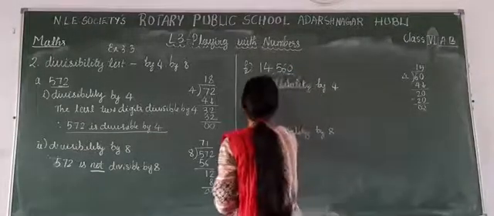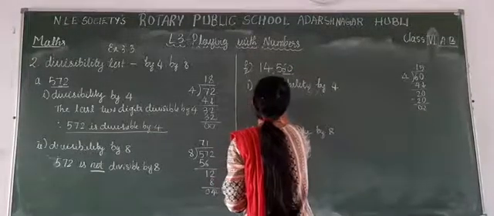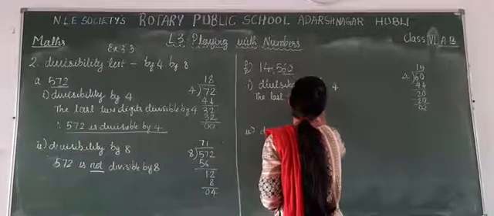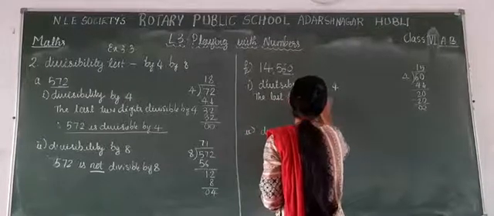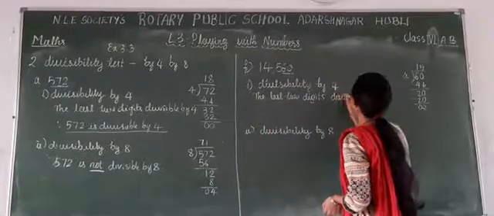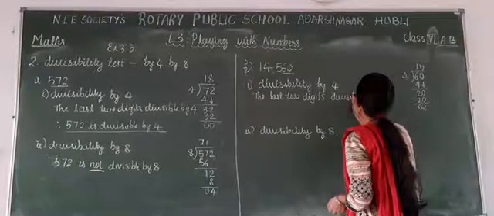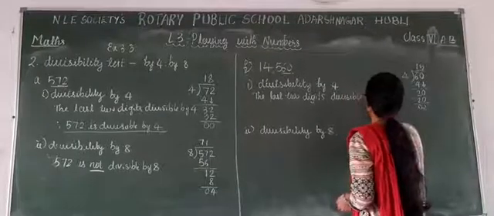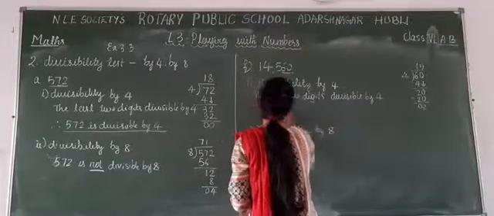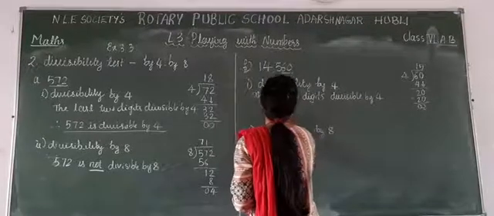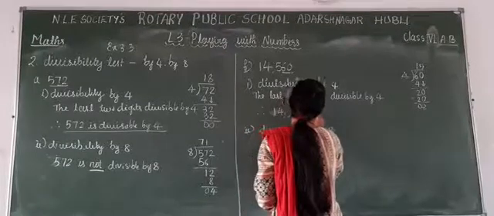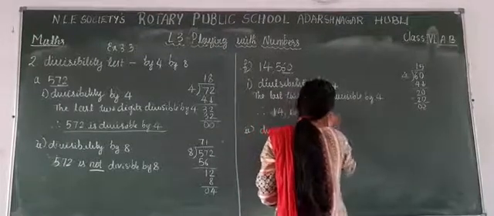The last two digits are divisible by 4. Therefore 14,560 is divisible by 4.